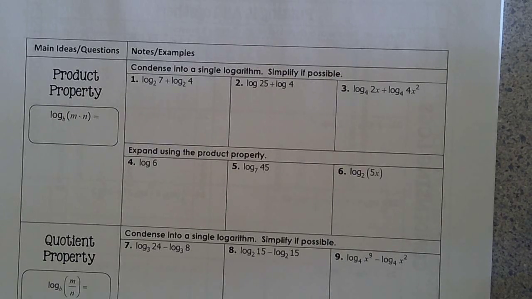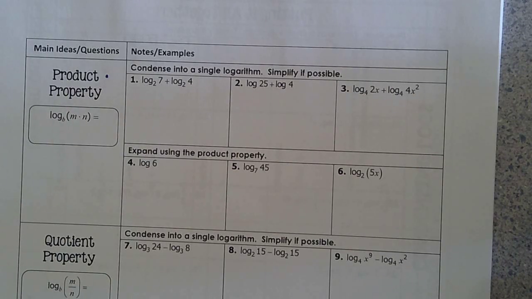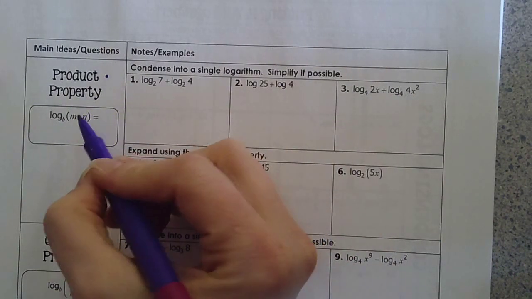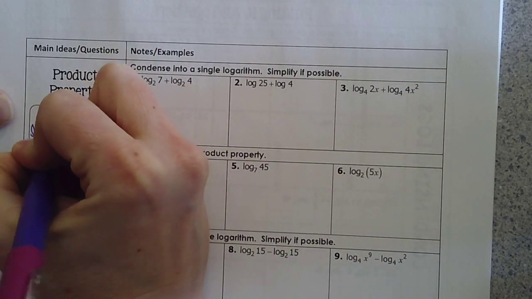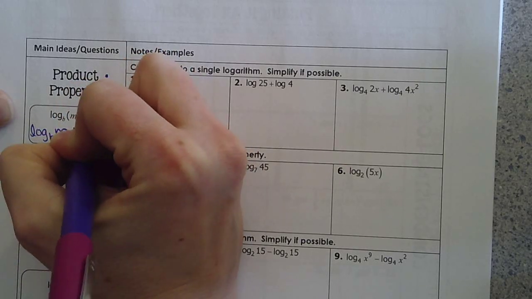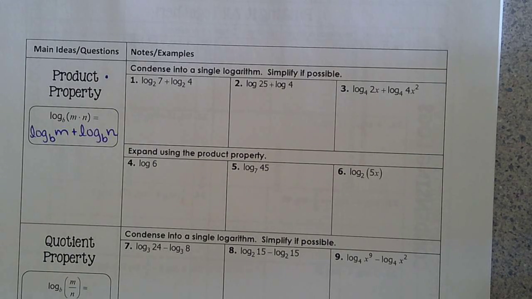Our product property. Remember, product means multiplication. We can use multiplication in a log to be interchanged with addition of logs with a like base. And we can go back and forth between the two. So we can take a log and expand it into an addition problem, or we can take a log and condense it into a multiplication problem.